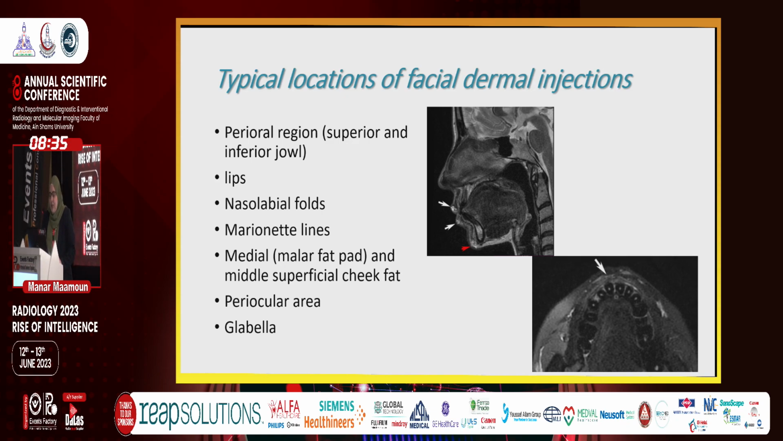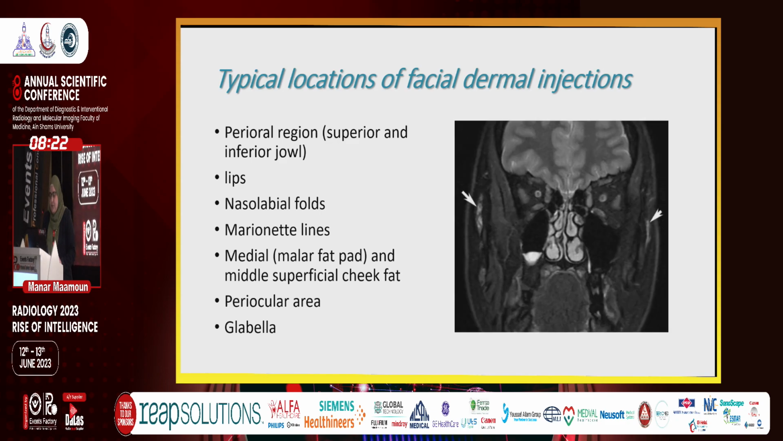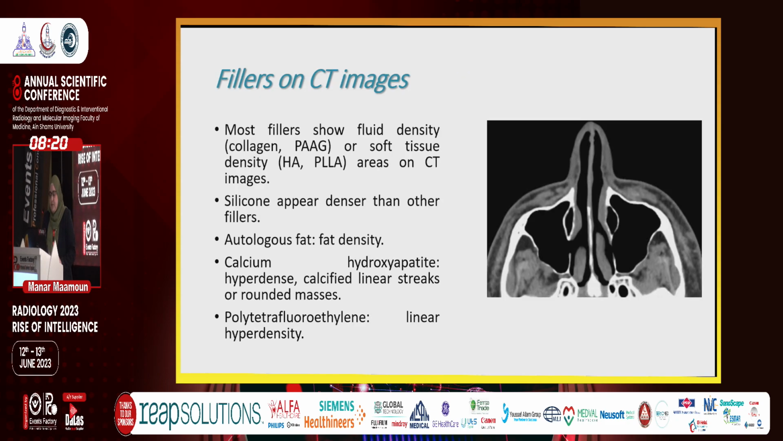Examples of the commonly injected locations: lips, superior and inferior lip, premental space, superficial cheek, malar cheeks, and extending over the temples. Here is over the temples. Most fillers show fluid density on CT images or soft tissue density, like in this case, where hyaluronic acid was injected in superficial, middle, and medial cheek compartments.